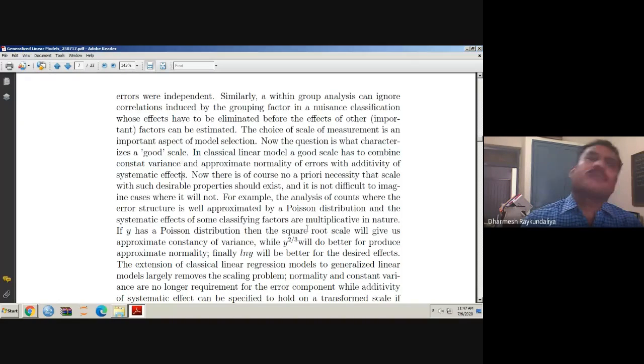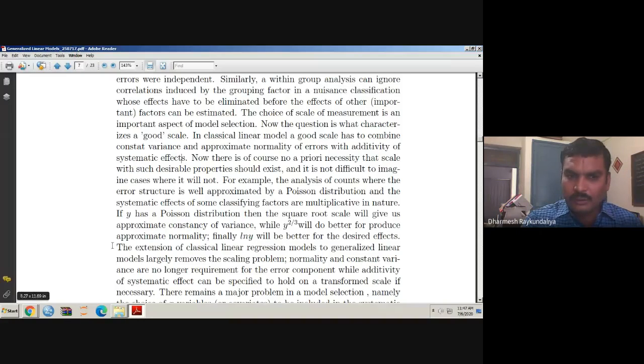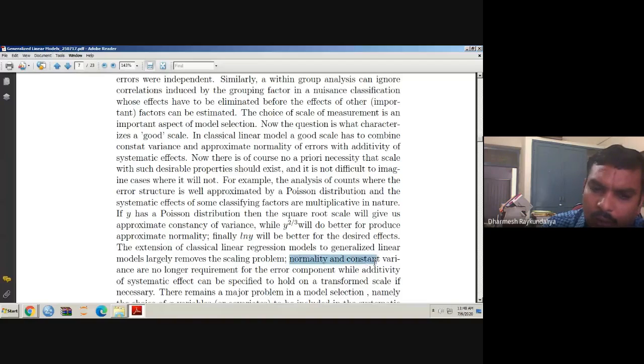Sometimes you have to make a transformation to get a better scale. The extension of classical linear models to generalized linear models largely removes the scaling problem. So if you use generalized linear models, then it removes the maximum impact of the scaling problem. Normality and constant variance assumptions are no longer requirements of the error component, while additivity of systematic effects can be specified to hold on a transformed scale if necessary.